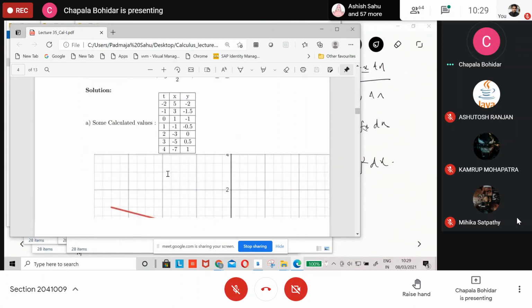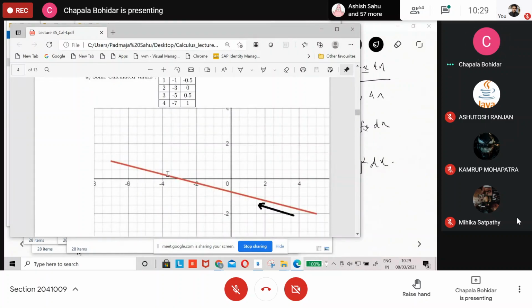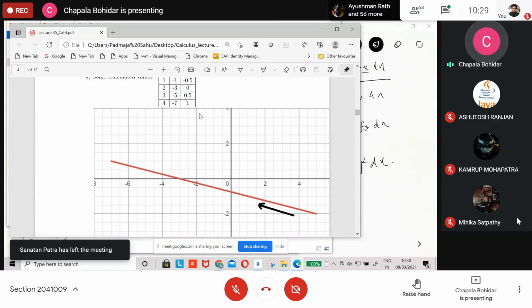You see, since t starts from minus 2 to 4, it increases like this. So by putting all those points and joining them, we get a straight line. You may get this short question, identify the curve. So you write down that it is a straight line. It may be given to you as a multiple choice.